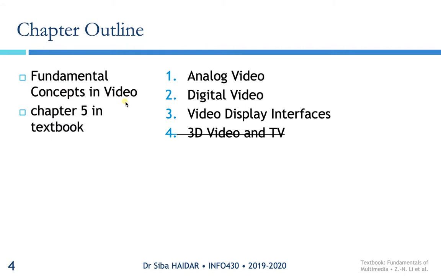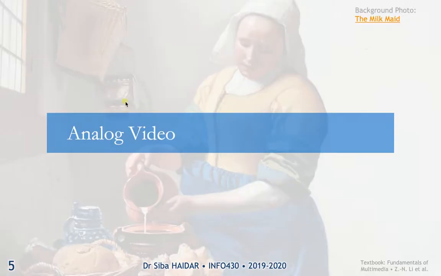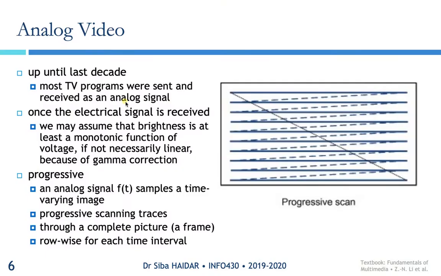So first we will see the analog video, and in this section we will introduce what a video signal is. Up until last decade, most TV programs were sent and received as an analog signal and not as a digital signal like the case today. So once the electrical signal is received, you may assume that the brightness is at least a monotonic function, because if it was not a linear function, we know why, because it has been subject to the gamma effect.